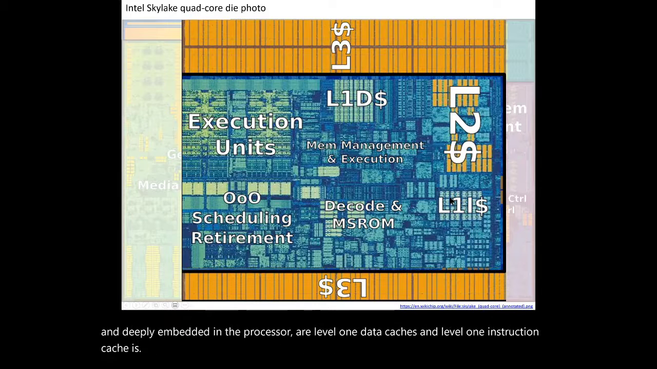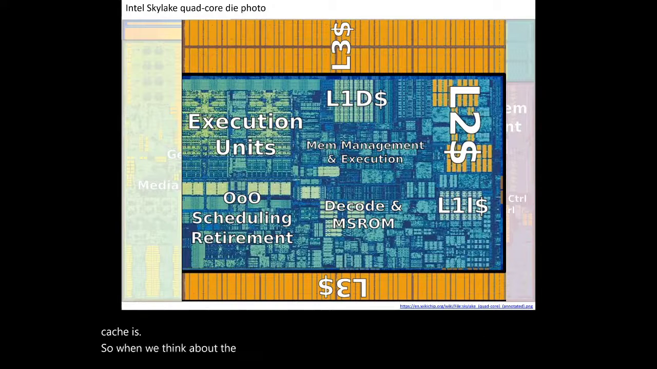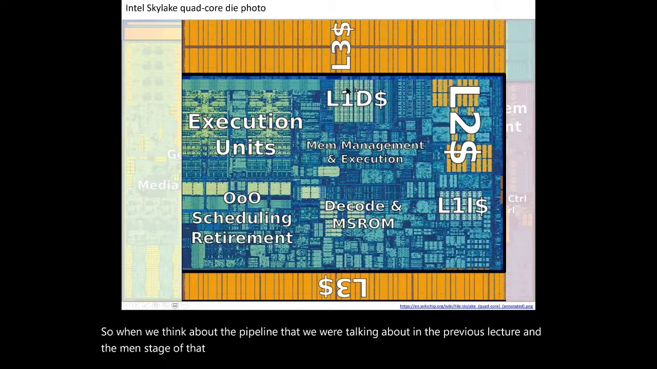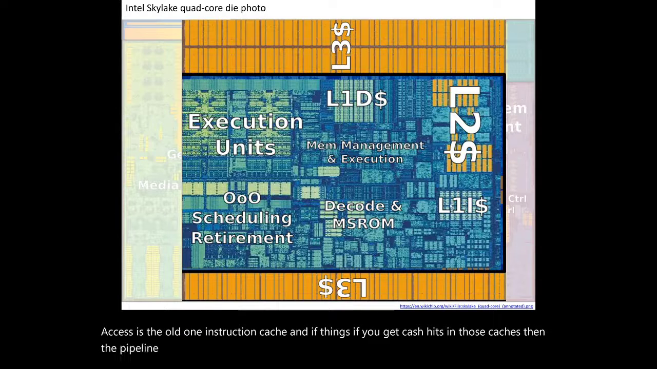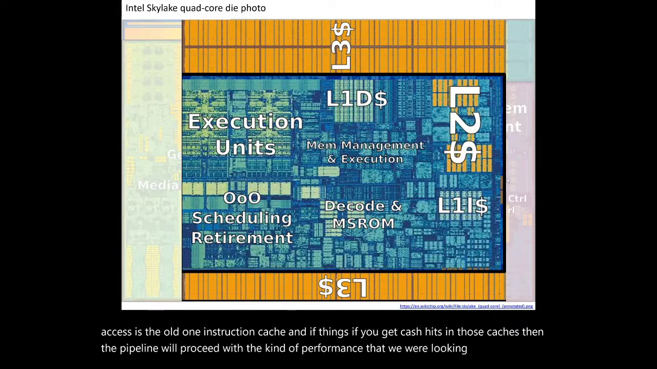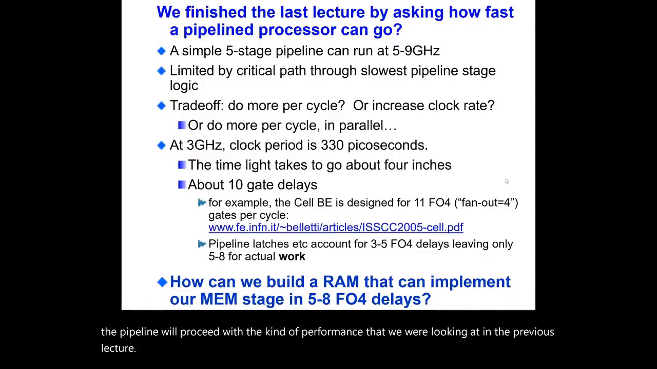So when we think about the pipeline that we were talking about in the previous lecture, the mem stage of that pipeline basically accesses the L1 data cache, and the instruction fetch phase accesses the L1 instruction cache. And if you get cache hits in those caches, then the pipeline will proceed with the kind of performance that we were looking at in the previous lecture. So let's look at that.